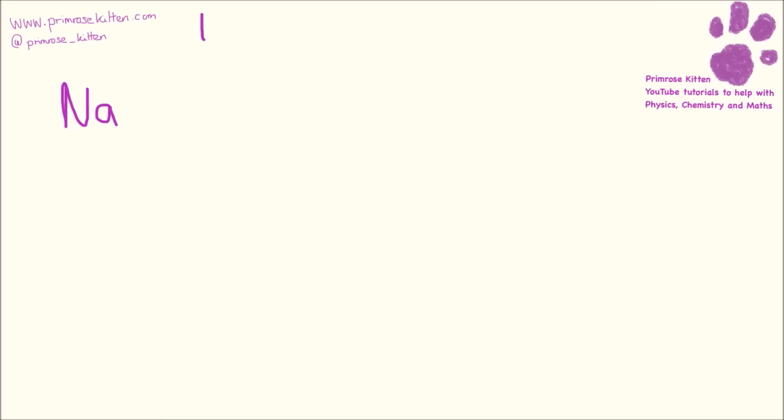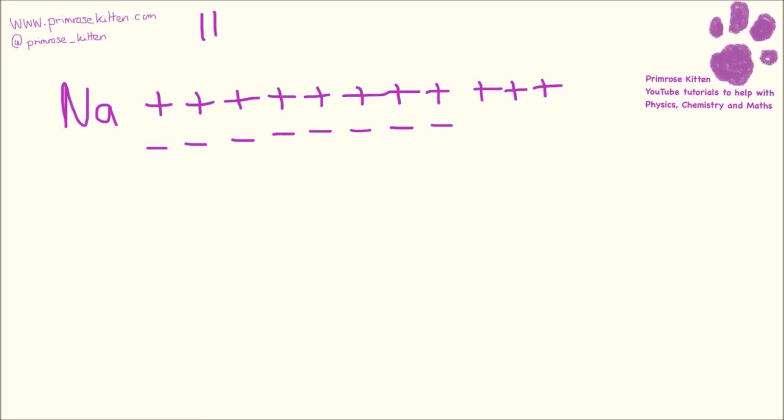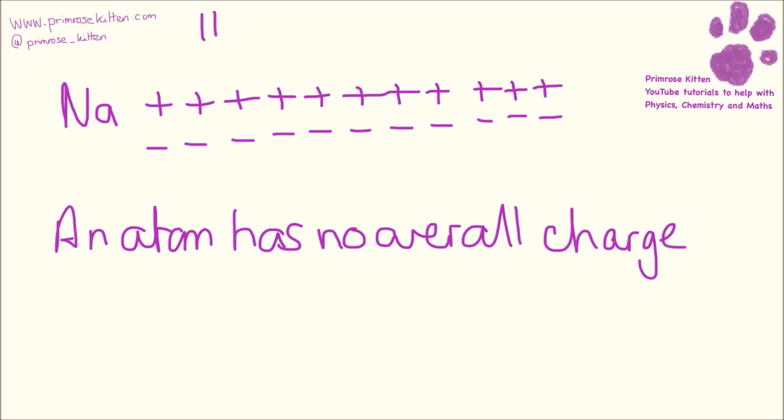Sodium's atomic number is 11, which means we are going to have 11 protons, 1, 2, 3, 4, 5, 6, 7, 8, 9, 10, 11, and in an atom, 11 electrons, 1, 2, 3, 4, 5, 6, 7, 8, 9, 10, 11. Now, in an atom with an equal number of protons and electrons, there is going to be no overall charge. If, however, we have an ion where we have lost or gained electrons, this electron here is going to go somewhere else, so it's not there anymore.